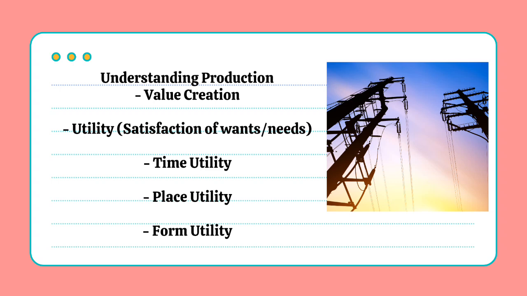Number five, form utility. What is form utility? This is when production changes the form of something to make it more useful. A furniture maker in Benin who turns wood into a chair is creating form utility. Understanding production in this way helps us to appreciate the complexity of economic activities and how various sectors contribute to the overall economy. Let me take you on a trip.